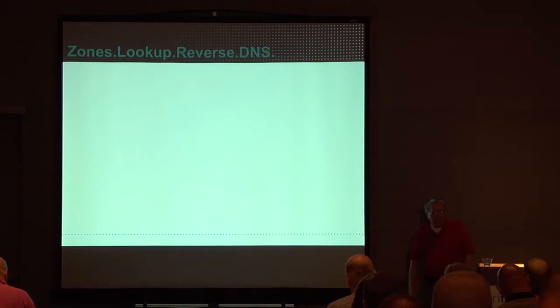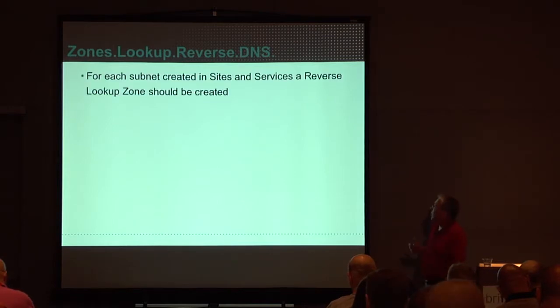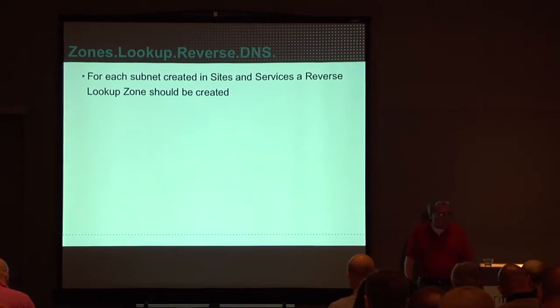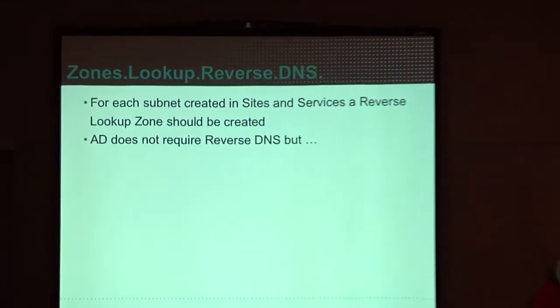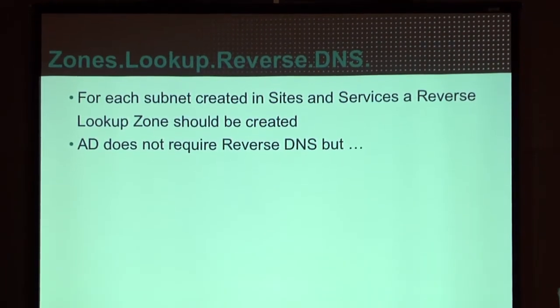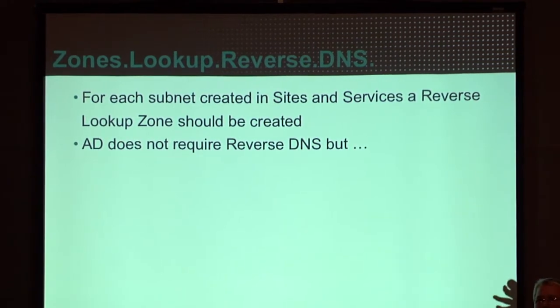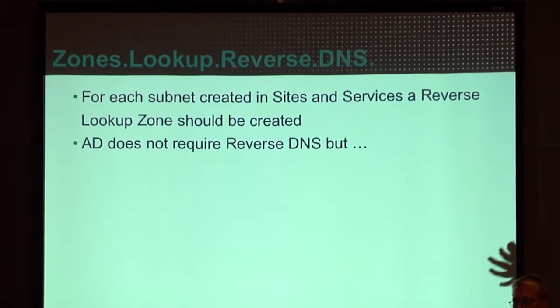All right, next thing we're going to look at are DNS reverse lookup zones. The links and everything will all be in the PDFs that you'll get immediately after the session. So now that we have found all of our missing subnets, for each subnet we created in sites and services, a reverse lookup zone should be created. Now, Active Directory does not require reverse DNS. Active Directory will go on forever and ever, amen, if no reverse lookup zone is ever created.